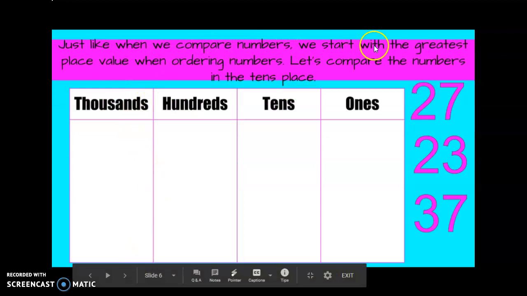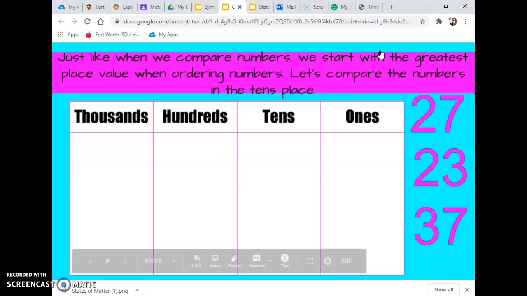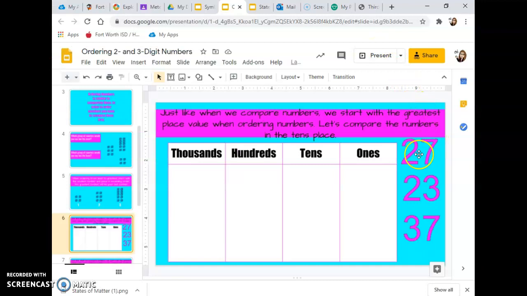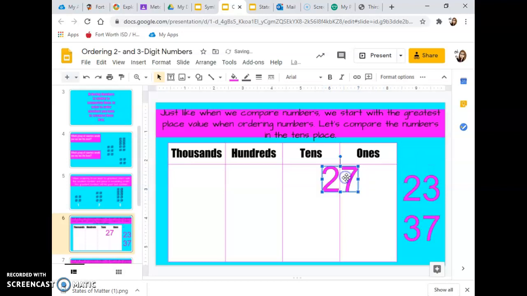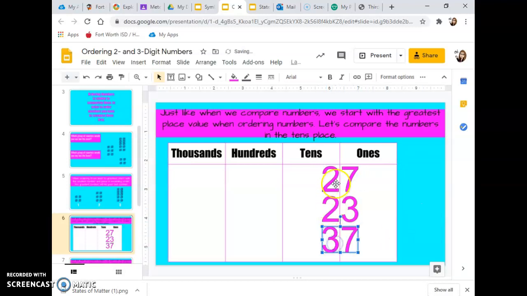Just like when we compare numbers, we start with the greatest place value. So in my numbers here, I have 27, 23, and 37. So if I'm starting with my greatest place value, then I want to start with the numbers that are in the tens place. So if I move this over, I can see that the numbers in the tens place are 2, 2, and 3. These have the same number. So remember from yesterday, our rule was if they have the same number, then we're going to move to the ones place. In the ones place, I have a 7 and a 3.